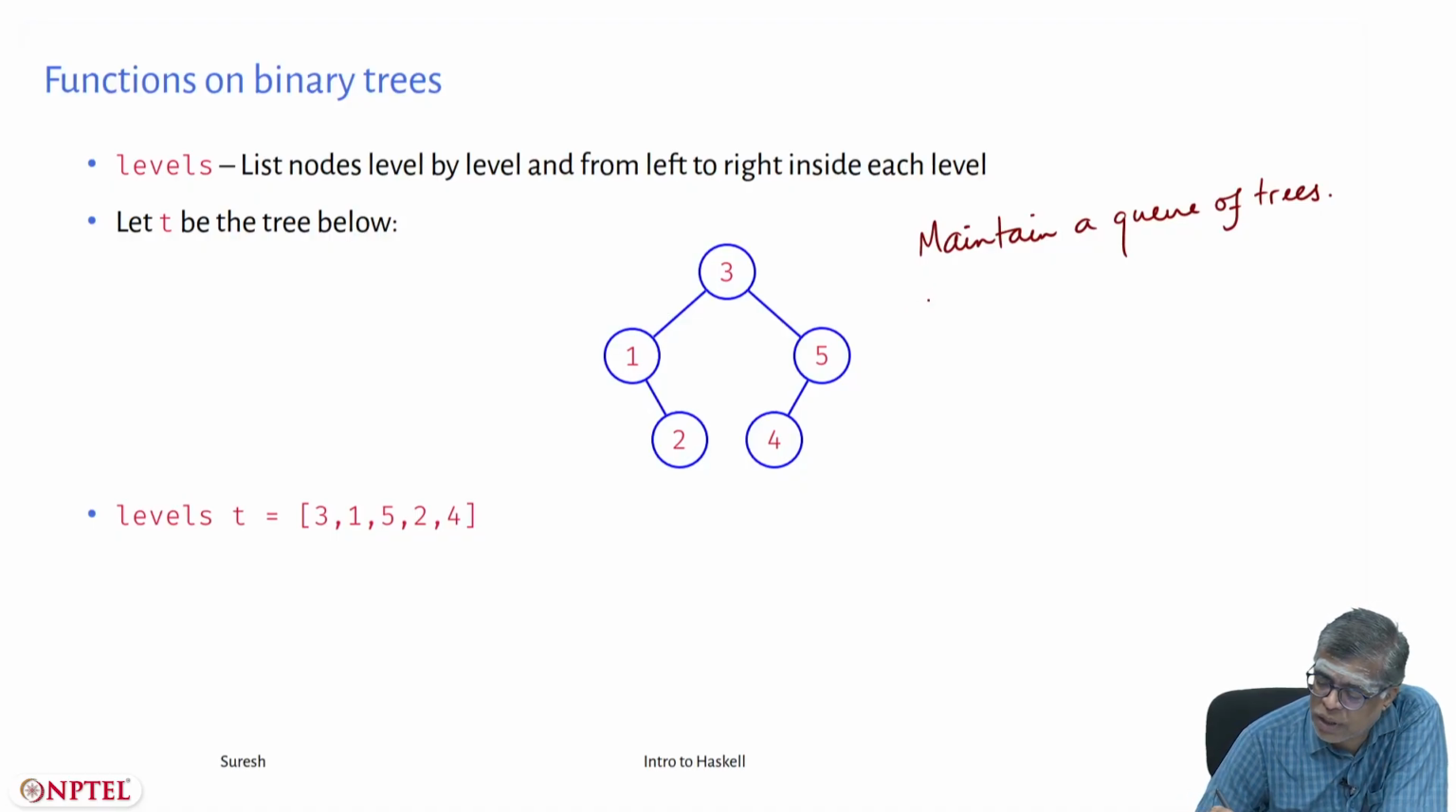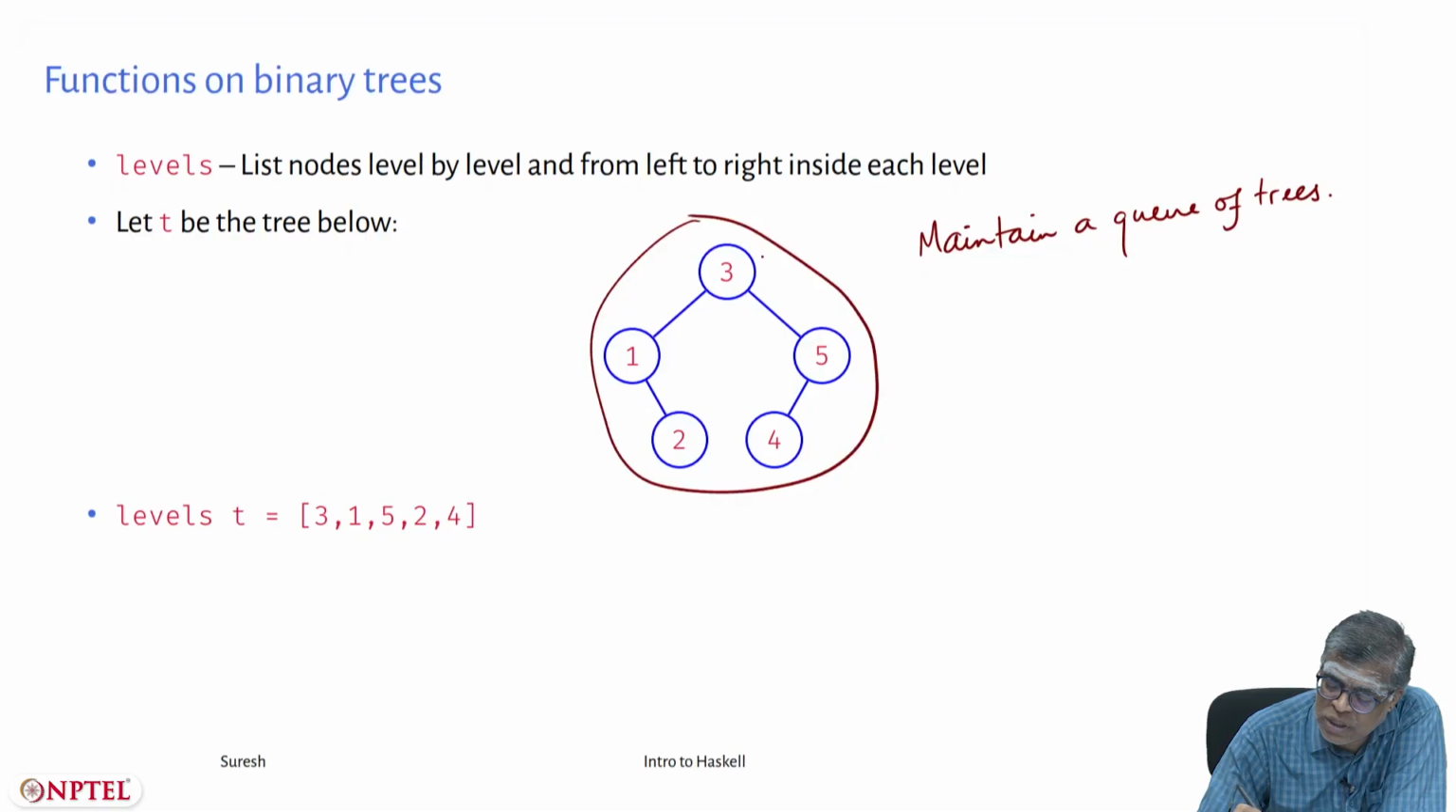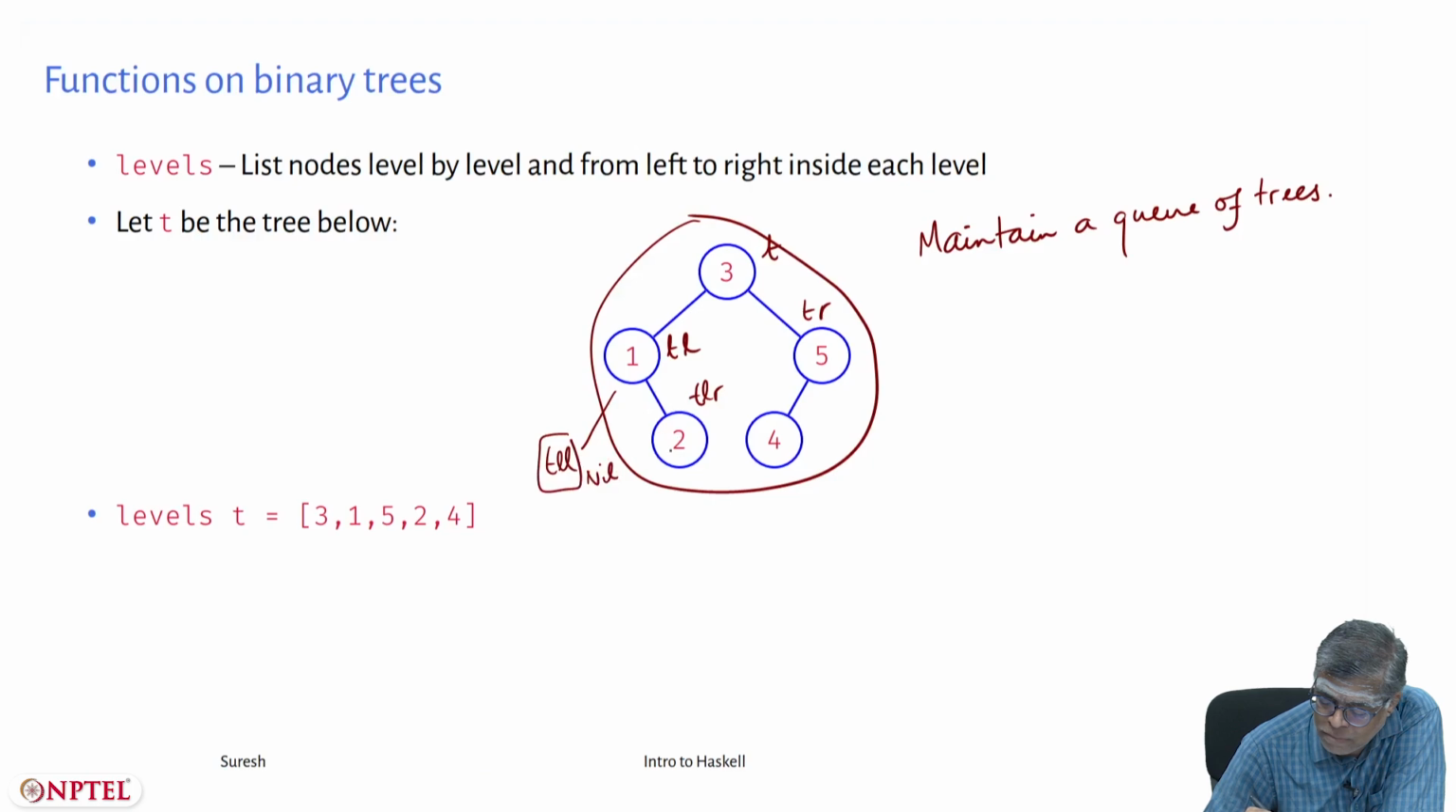So, initially you have the whole tree. Let us give names to these trees: T, TL, TR, TLR. There is a TLL which is nil, and there is a TLRL and a TLRR, these are also nil.